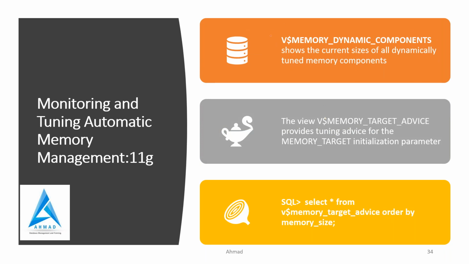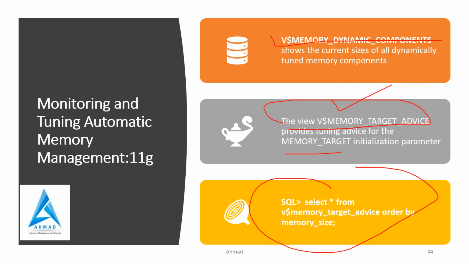So you have the V$MEMORY_DYNAMIC_COMPONENTS view, and you have memory target advice, which actually tells you how much memory should be allocated, or what you can set for memory target. So this view is very important if you are setting or creating your database. And by memory size, you can order your memory components in your database.